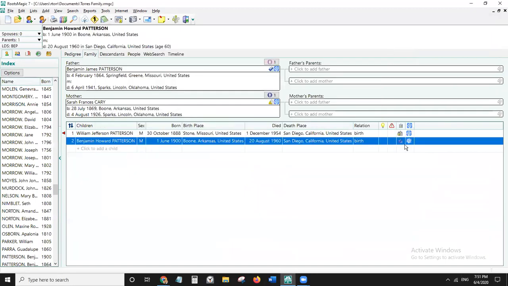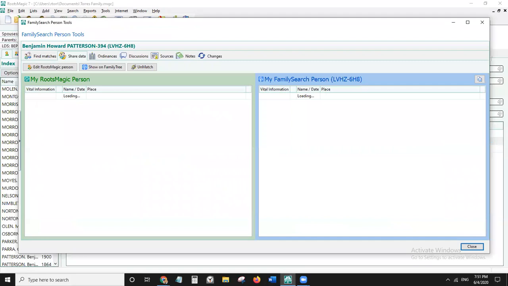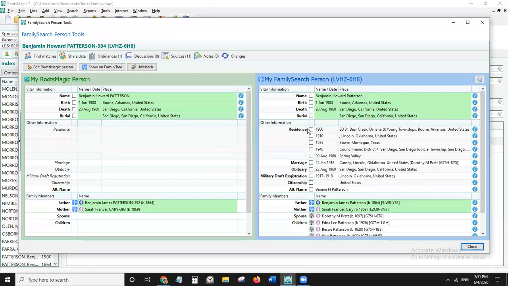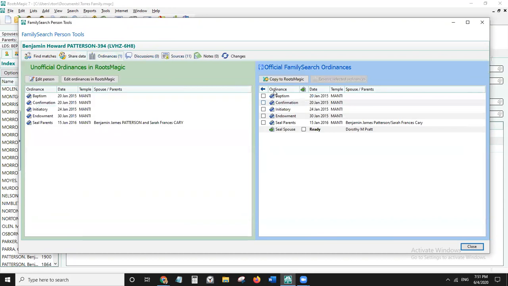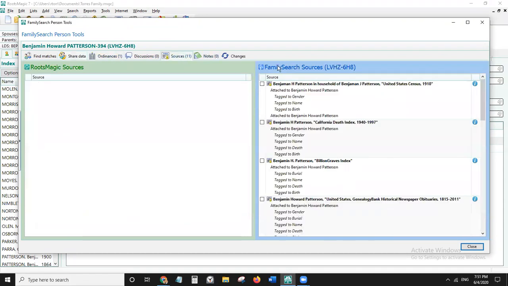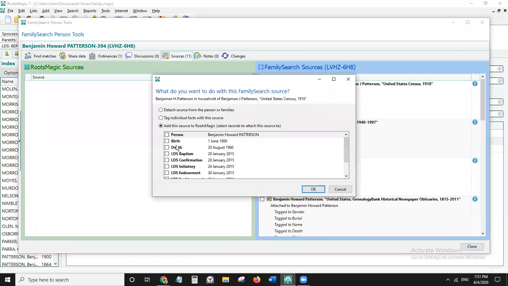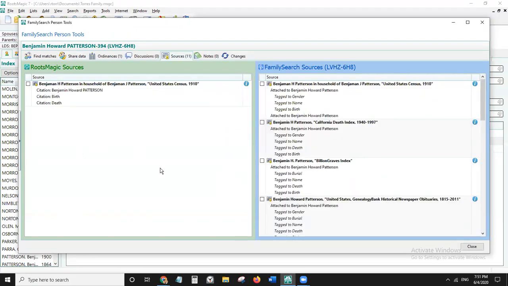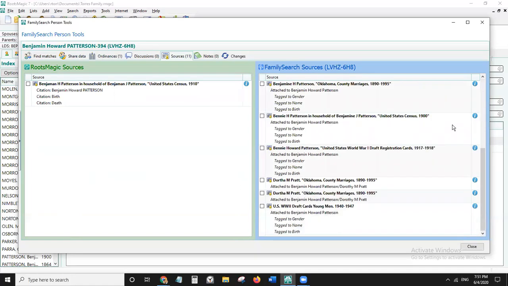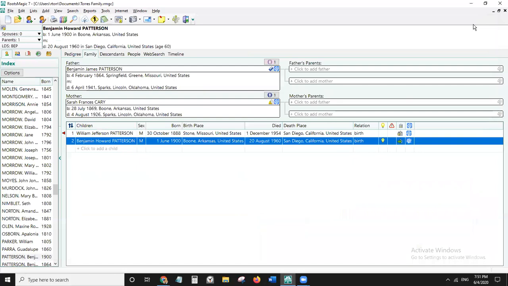Great. If I want to check his Family Search information, now I can import all of this information here. I can import his spouse and children. I can import the ordinance information. I can import all the sources, all that information here. Say what I want that source to be used for, and it'll pull all that source information over. So all the work that I did on Family Search, I can go ahead and keep on this program pretty easily.